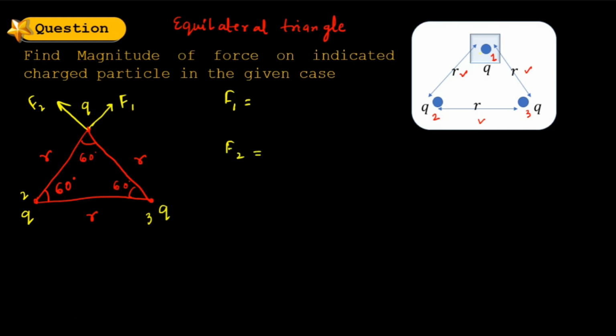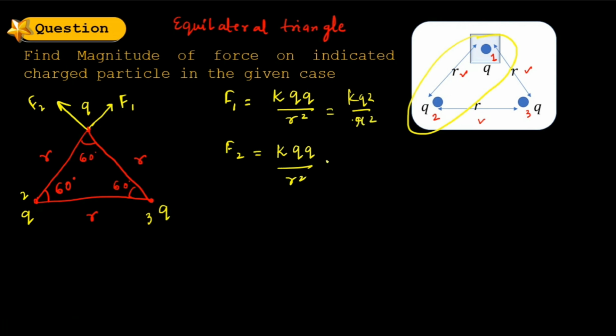For finding the value of F1, just observe these two charges. It is going to be K Q Q over R square. Similarly, F2 is also going to be K Q Q over R square. So it is going to be K Q square over R square, and the next one is also going to be K Q square over R square. I can just mark it as F. So these two forces, F1 and F2, are the same in magnitude, that is F.